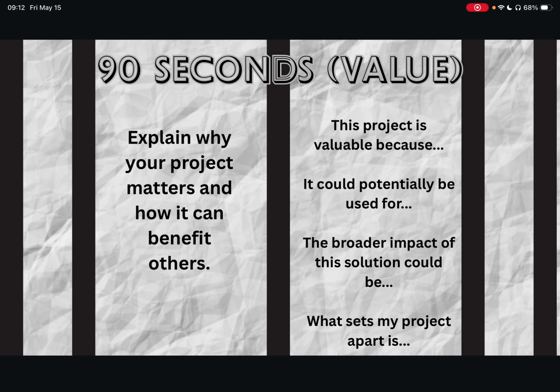Then the last 30 seconds is your value. You're going to explain why your project matters and how it can benefit others. Saying this project is valuable because it could be potentially used for, the broader impact of this situation could be, and what sets apart my project is.